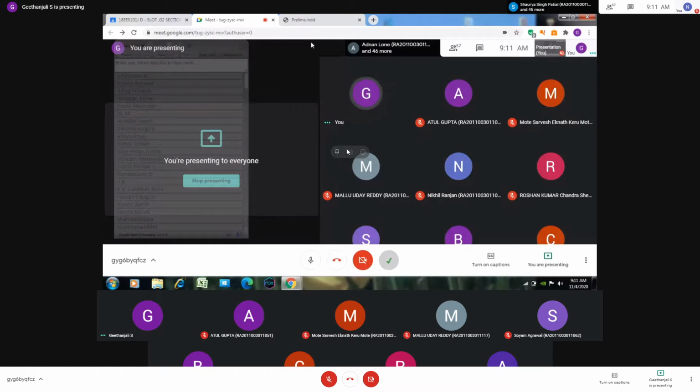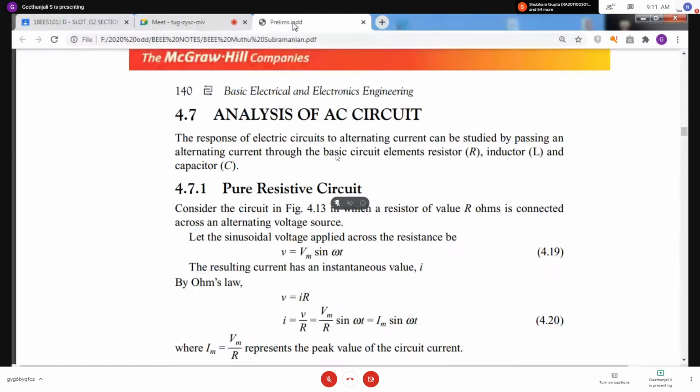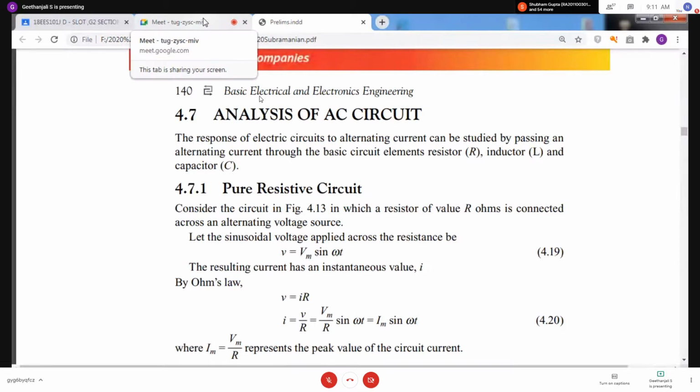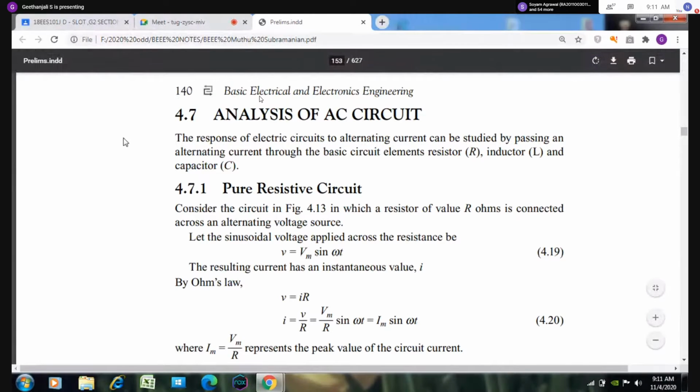Standard, we will solve the problem, right? Are you able to see my screen? Yes, ma'am. Okay.